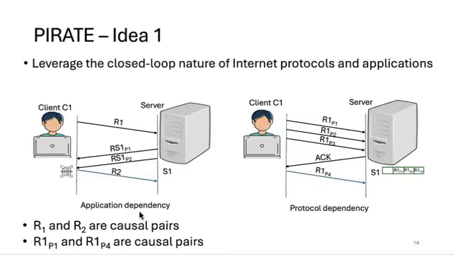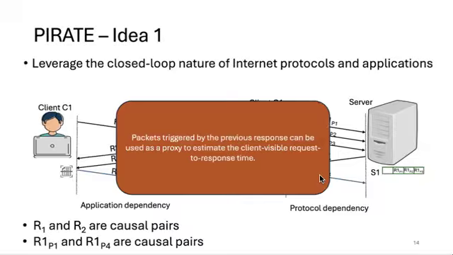So in the first scenario, we call R1 and R2 causal pairs because R2 is caused by the processing of the response for R1. Similarly, R1P1 and R1P4 are called causal pairs because it is only after the transport level acknowledgement for the packets from R1P1 through R1P3 that the client sends the next request, which is R1P4. So the packets triggered by the previous response can be used as a proxy to estimate the client visible request to response time.